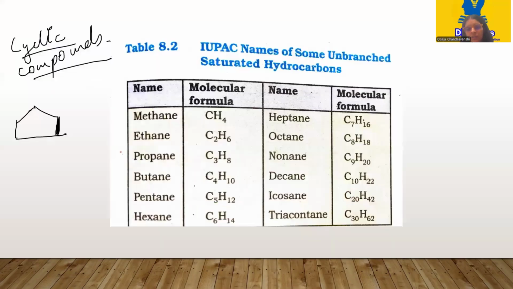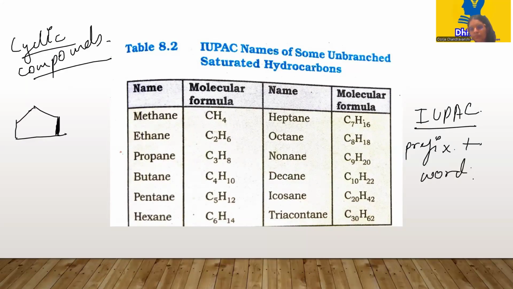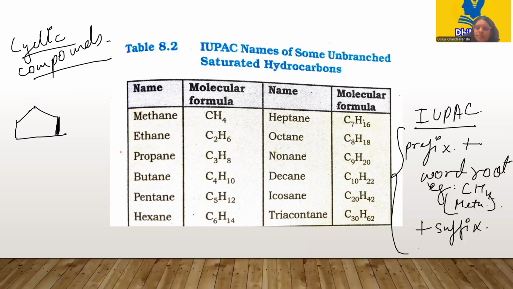Now, one thing that I should have mentioned before is that in general, IUPAC naming is done in such a way that you have prefix, then you have a word root. Word root would be something like, for example, suppose I have CH4, so it would be meth. Right? This is word root plus suffix. This is the general way of writing the IUPAC name.